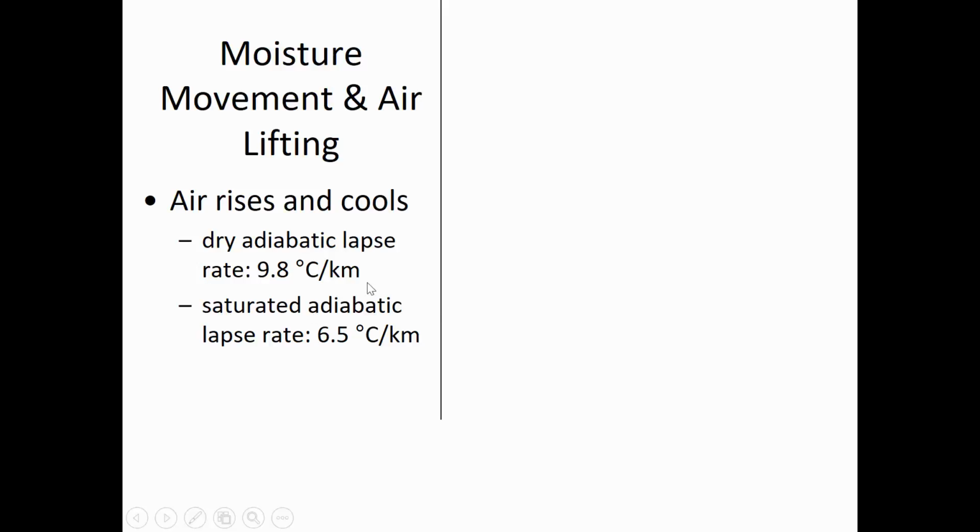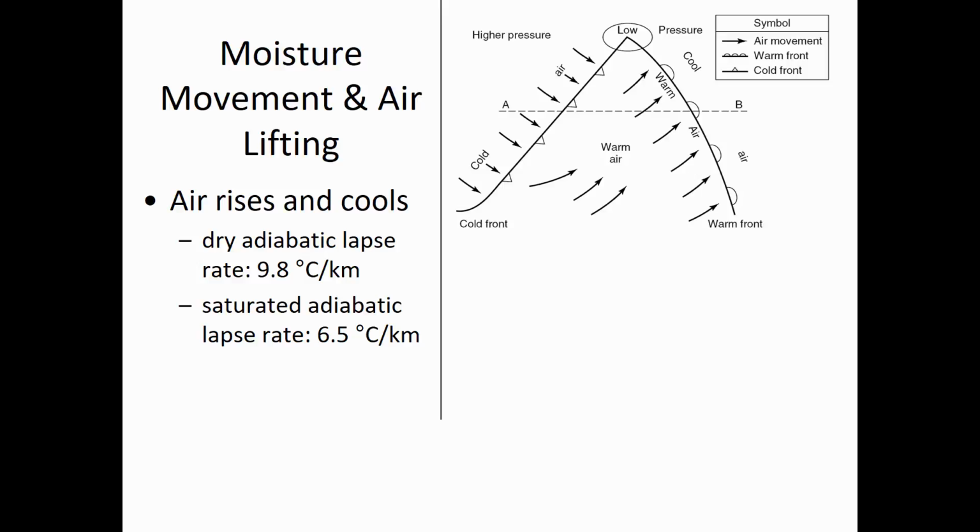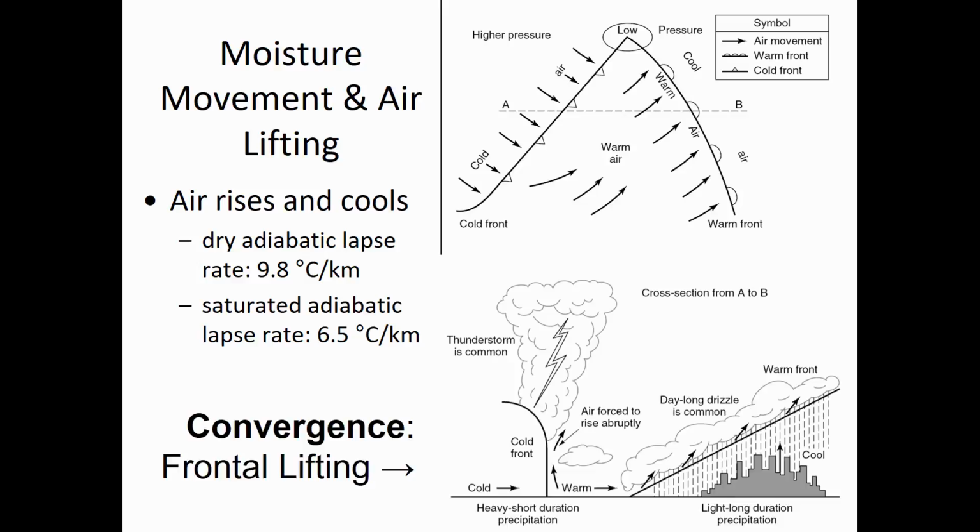If it's fully saturated with moisture, then it doesn't change as much because some of the energy goes into condensing the water. So there's less of a temperature change. So keep that in mind, that all three of these things are all about lifting air and it becoming more saturated. Now, convergence of the three is the hardest to understand. So we're going to spend a little bit of time talking about convergence.